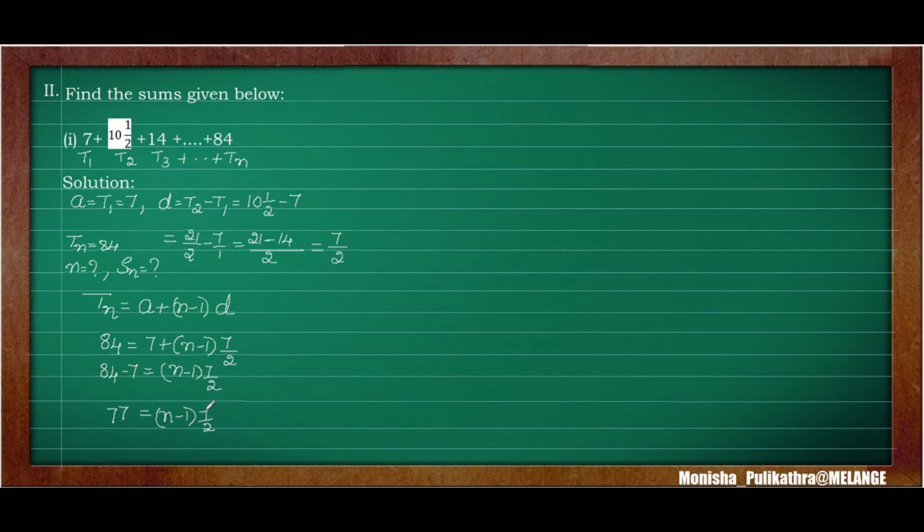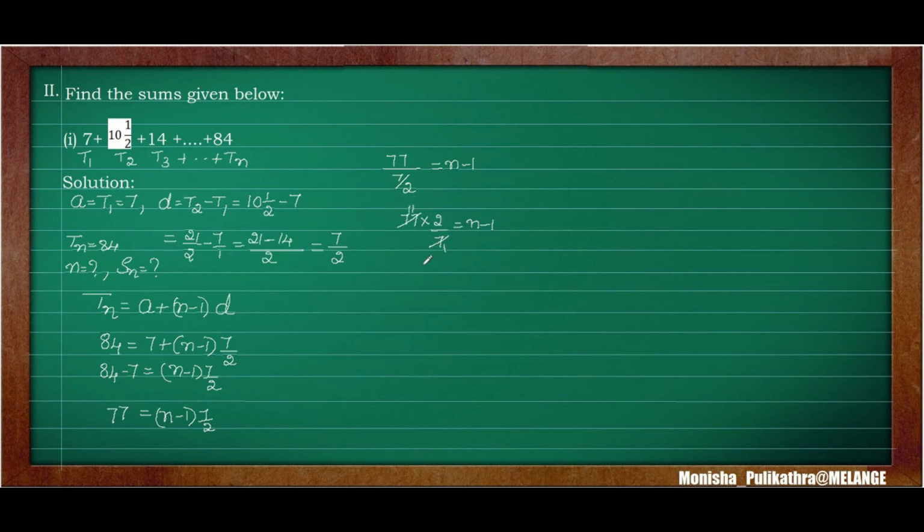So when I shift this 7 by 2 to the left hand side, it will become divided by. So 77 divided by 7 by 2 is equal to n minus 1. Now when I want to shift it this side, I have to take the reciprocal of this divided by equation. It will become 77 into 2 by 7 when I take the reciprocal of it. So 7 ones are 7, 11s are.